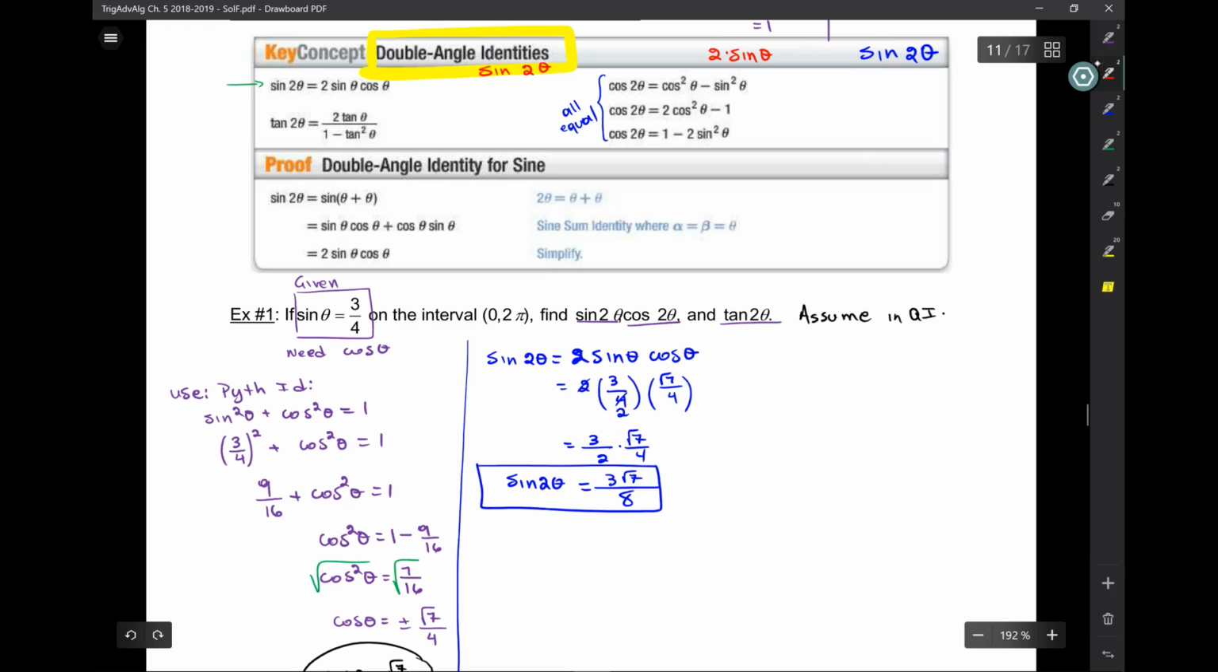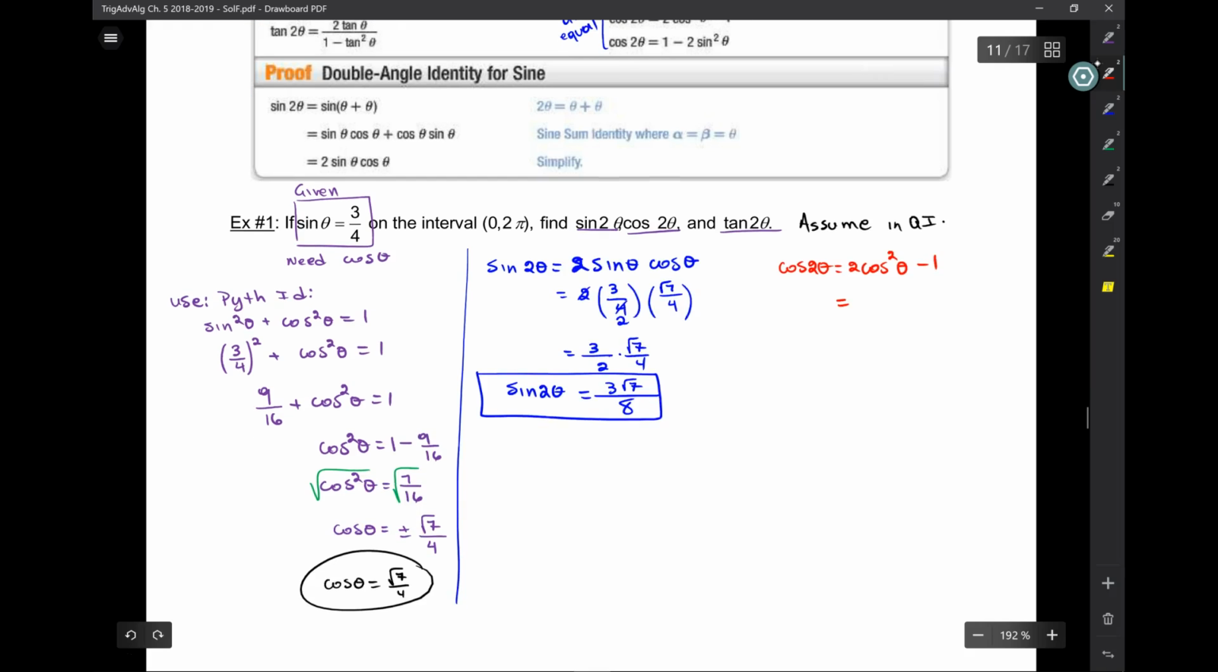2. Thank you. Cosine of 2 theta. That's my favorite one, actually. I don't know why. It makes no difference. So 2 times cosine theta squared. All right, so cosine theta is the one we just found here, root 7 over 4. Minus 1.